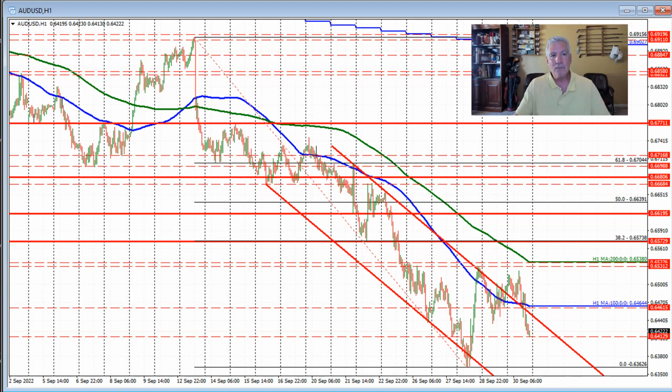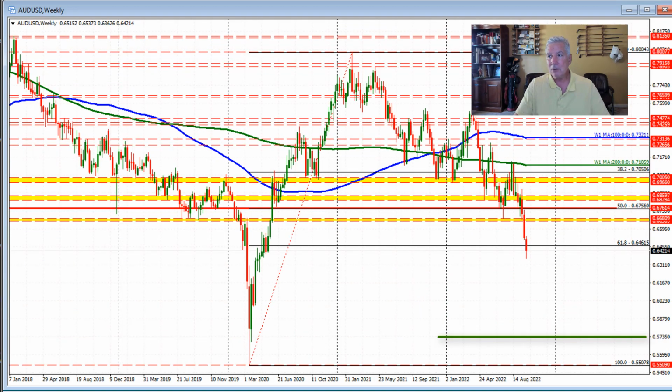play. So from a technical perspective, of course, we move back into this channel, which is more bearish, and we move back below the 100-hour moving average. And we're down testing the low price from Tuesday's trade. Get below that level, and the door opens up for a test of the lows for the year at 0.6362. And also the lowest level going back to 2002. What does that look like?